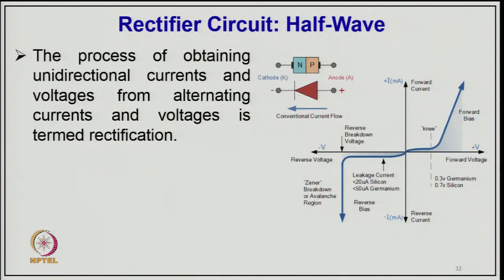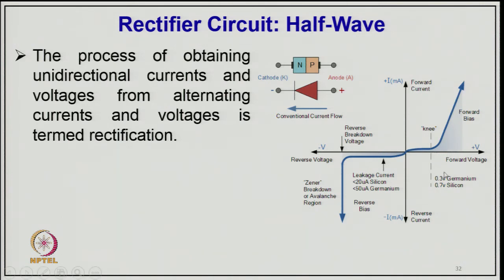So, in this half wave rectifier circuit, the process of obtaining unidirectional current and voltage from alternating current and voltage is termed rectification, and we use a diode rectifier, which has a PN junction as you can see. This we call the anode, this we call the cathode, and current flows from anode to cathode, and this is the characteristic of this diode rectifier.